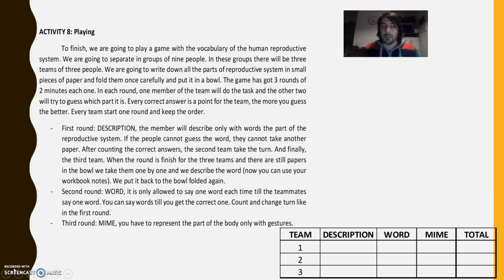Here you can see a table. In that table, you can put the score of each group in description, in word, in mime, and they put the total score, and the team who gets more points is the winner.